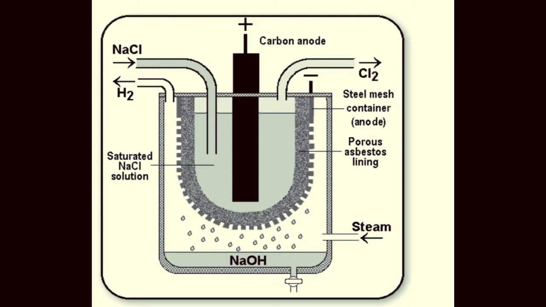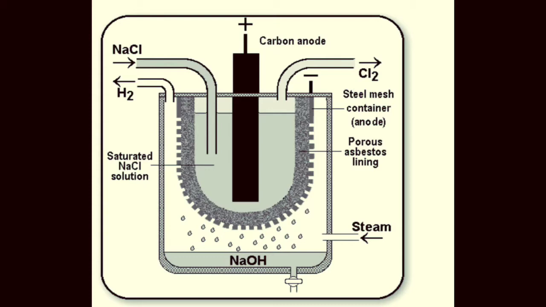As you can see on the screen, there is the apparatus of the Nelson cell. It contains a large steel tank. Inside it there is a U-shaped iron cathode, a perforated iron cathode, and an inner lining made of porous asbestos, and outside it there is an iron cathode, a perforated iron cathode.